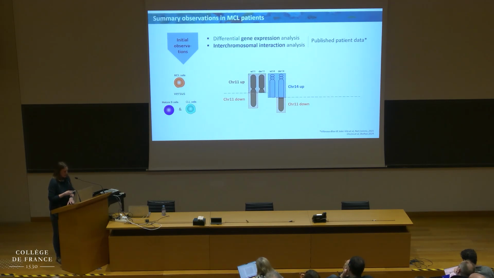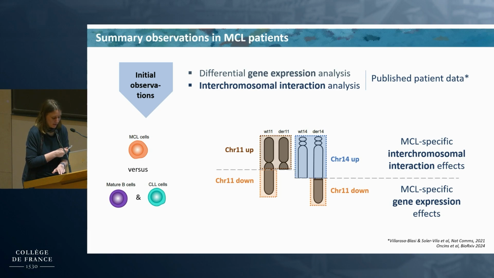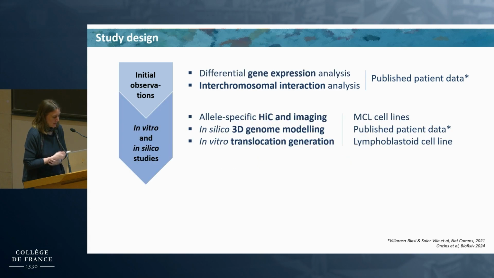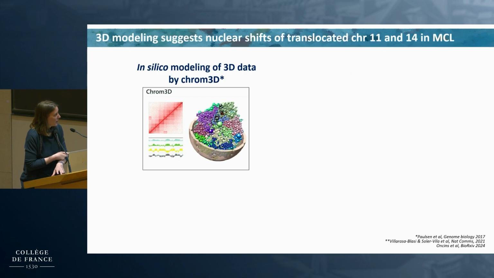So to summarize these initial findings, we basically see that chromosome 11 up and 14 up change their interchromosomal interaction effects, and chromosome 11 down has a lot of mantle cell lymphoma specific gene expression changes. To study this further, we went to in vitro and in silico studies, and we first focused on allele-specific Hi-C, imaging, and 3D genome modeling.